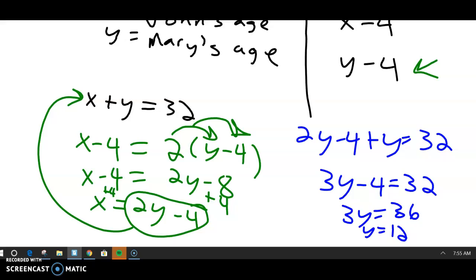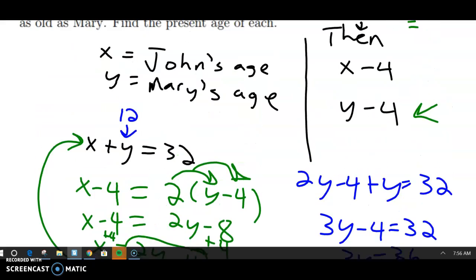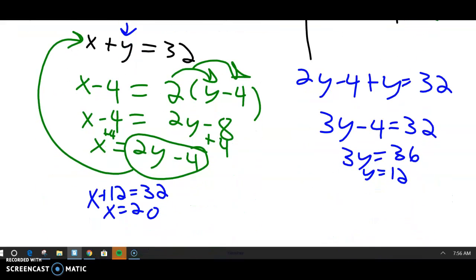And we go back up here to this equation. We can put 12 in. When we subtract it, we find that X plus 12 is 32. So X is 20. If that's true, 20 plus 12 needs to be 32. It is. And 4 years ago, when John was 16, Mary was 8, and he was twice her age.